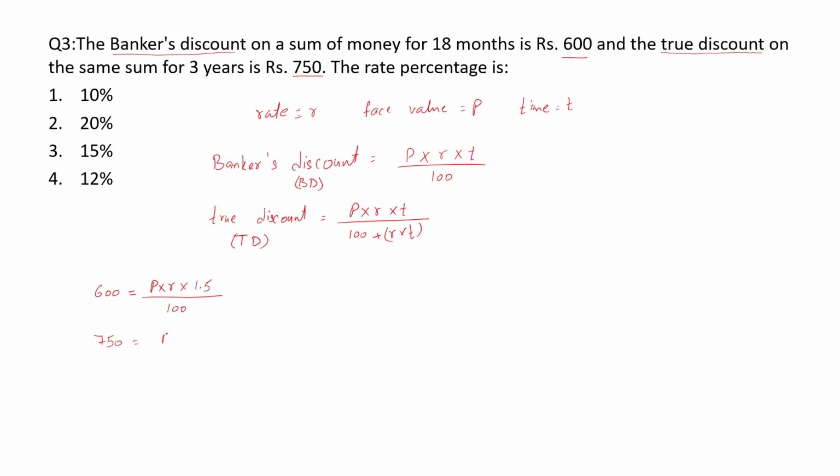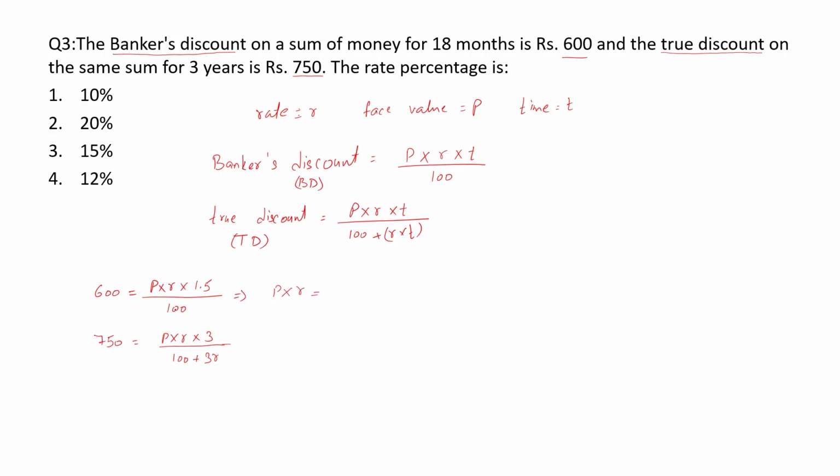750 is equal to P into R into 3. Time is 3 years in this case, right? Upon 100 plus R into T. Is that fine? R into T is 3 here. Sorry, so let me write 3R. Is that okay? So now from this equation, can I get the value of P into R?